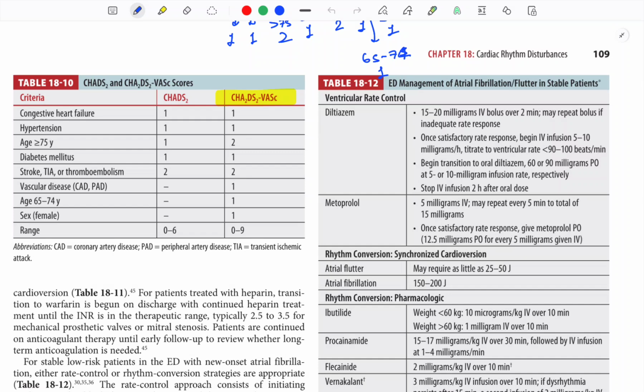If you want a rhythm conversion, you can use synchronized cardioversion. For atrial flutter, a very low dose is required, 25 to 50 joules. For fibrillation, 150 to 200 joules is required.